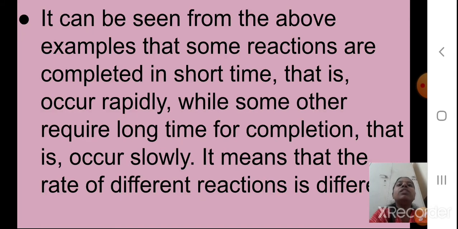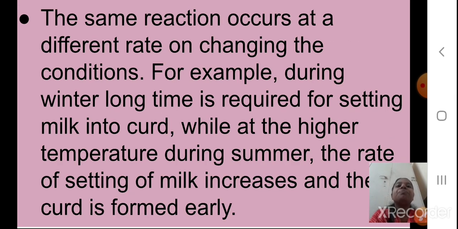Okay, so see here, it can be seen from the above examples that some reactions are completed in short time, that is, they occur rapidly, while some others require a long time for completion, that is, they occur slowly. It means that the rate of different reactions is different. Okay students, so all the reactions have different rates. The same reaction occurs at different rates on changing the conditions. If I change the conditions, the reaction rate may also change.